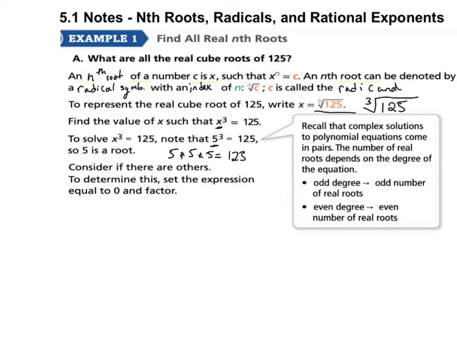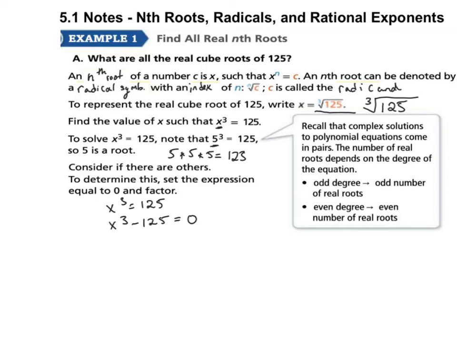Now, we want to consider if there are other solutions. To determine this, we need to set the expression equal to 0 and factor. Our expression was x cubed equals 125, so we set that equal to 0, so minus the 125. And now we're going to factor this. This one's a little difficult, but it's a special case.